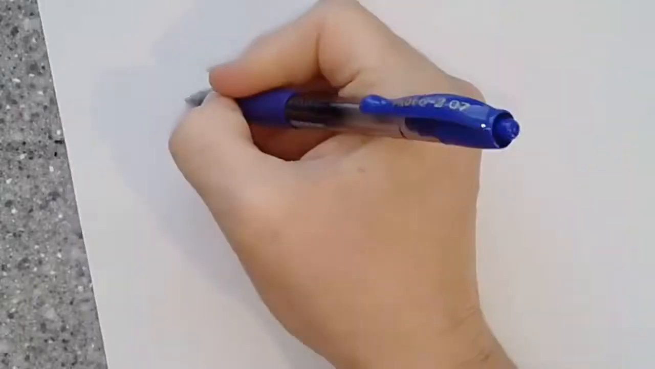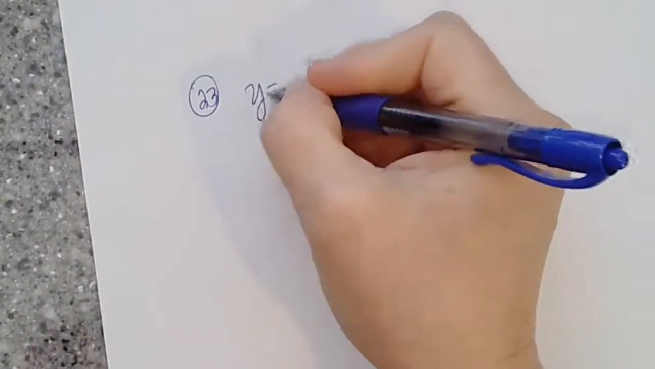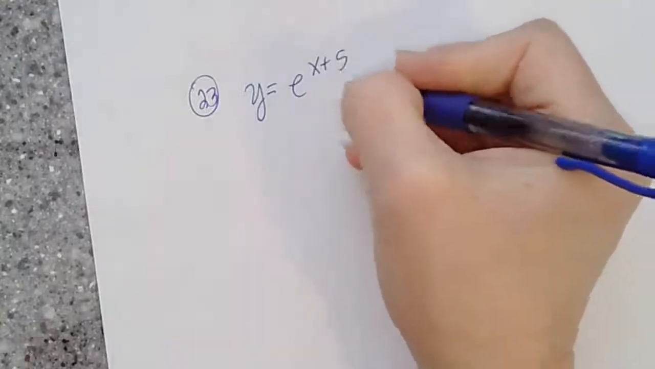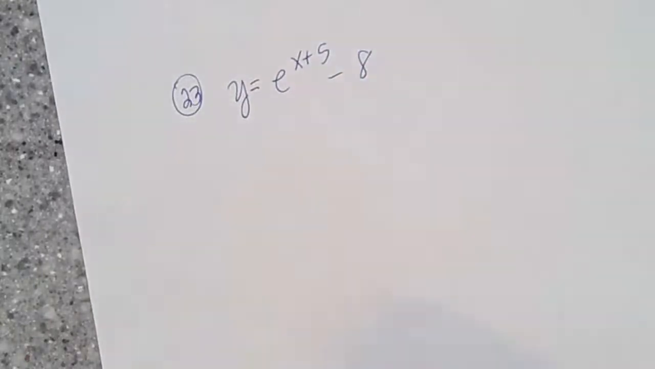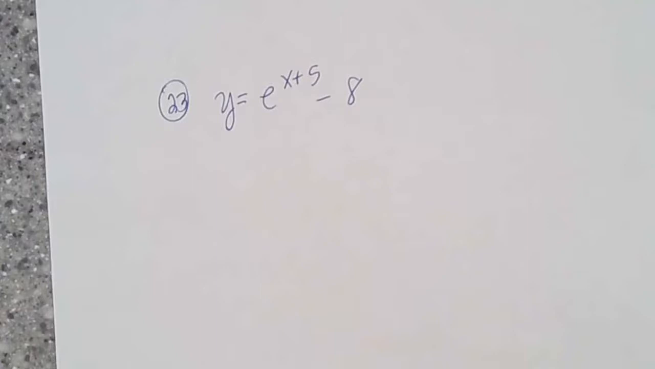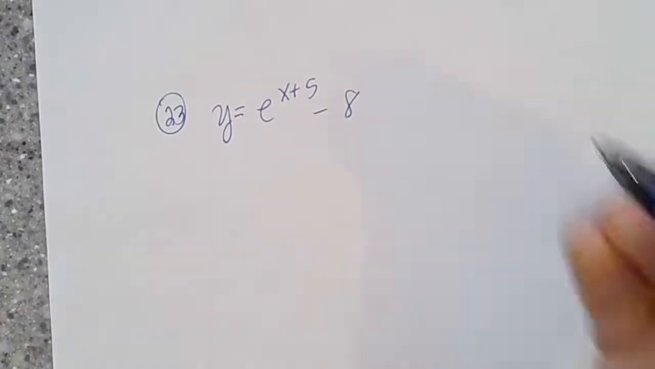All right, 23 says to do the same thing. Find the inverse function for e to the x plus 5 minus 8. So we talked about how that e to the x is an exponential function. Those are one-to-one functions, so we will be able to reverse this and switch the x and the y. That's how we find inverses.